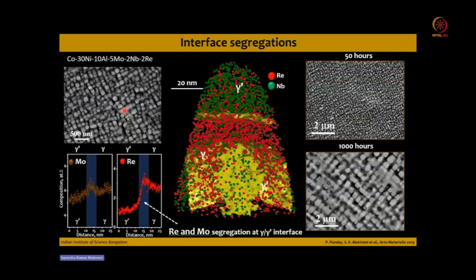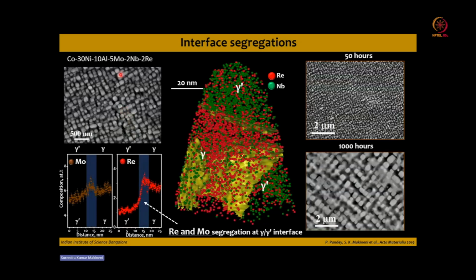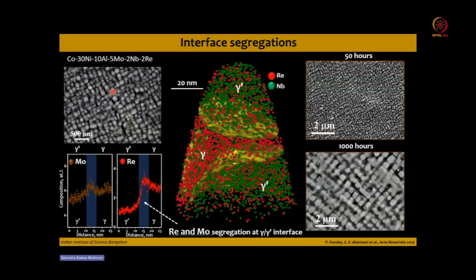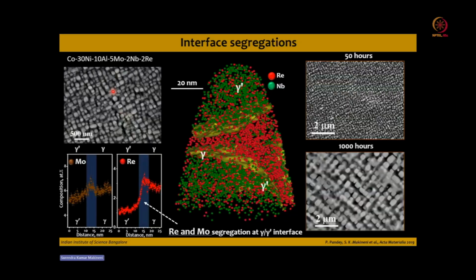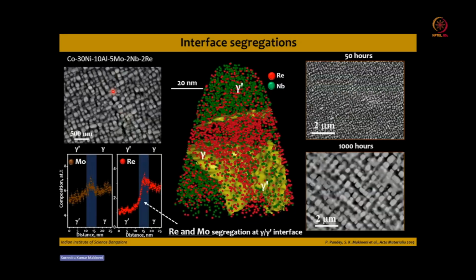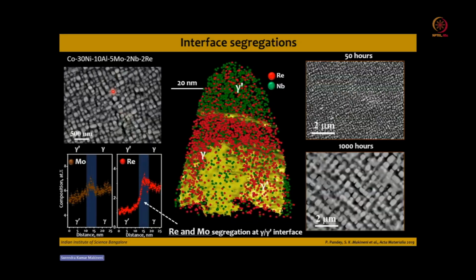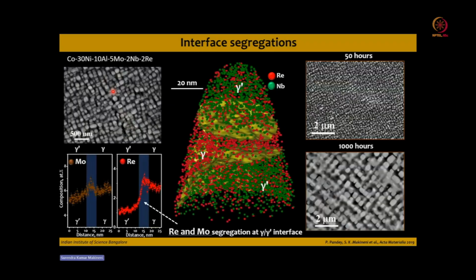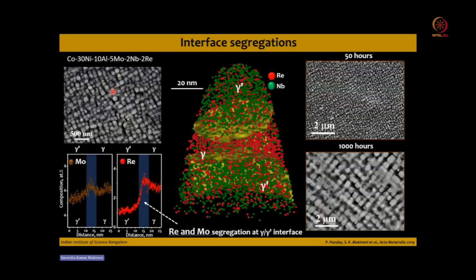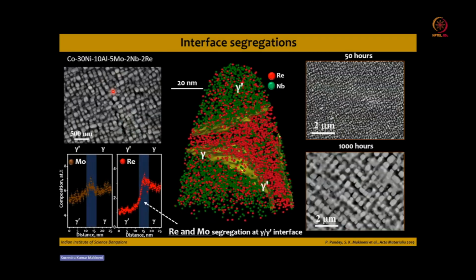Otherwise, without the rhenium alloy, these gamma prime microstructures transform to the equilibrium needle-like phases, the TCP phases. So due to the interfacial segregation of rhenium and moly, these microstructures get stabilized even at 900 degrees Celsius up to 1000 hours of exposure.